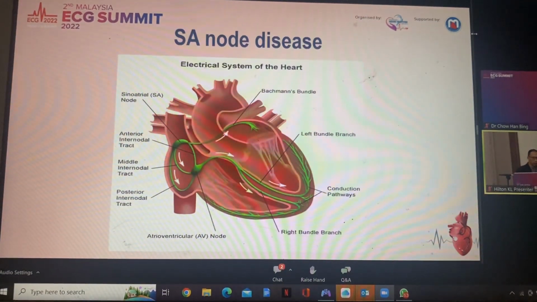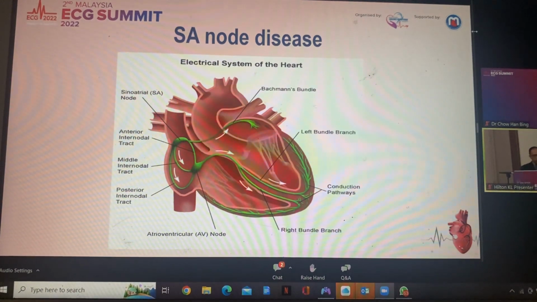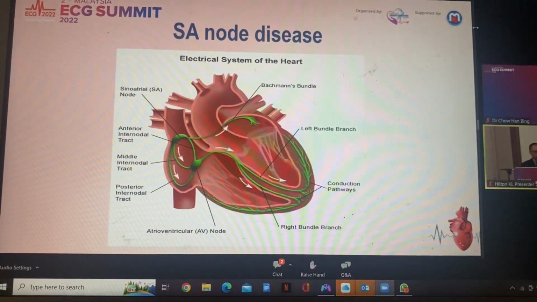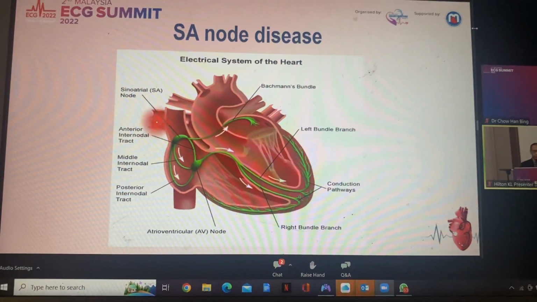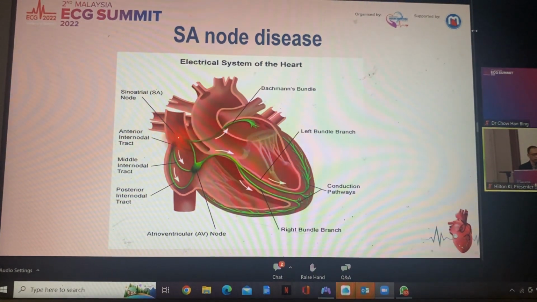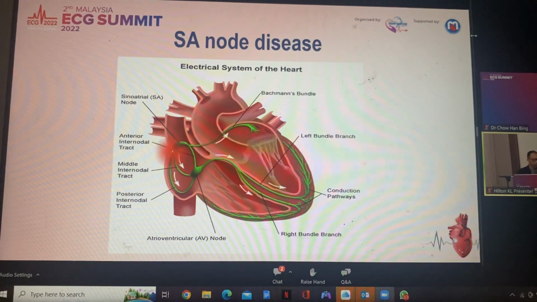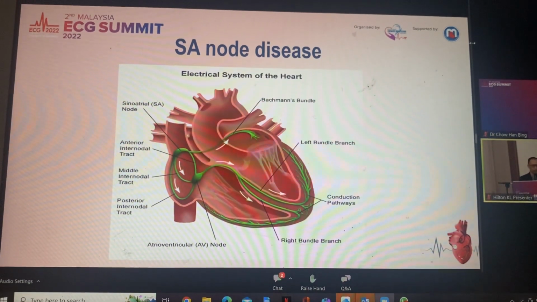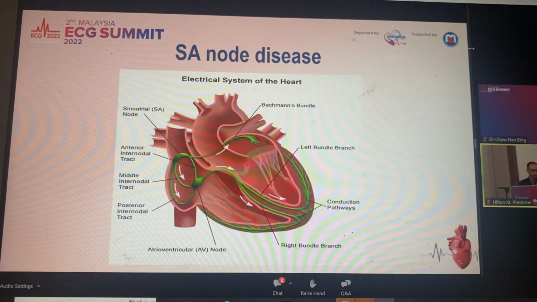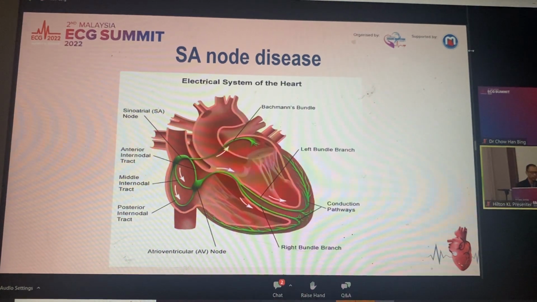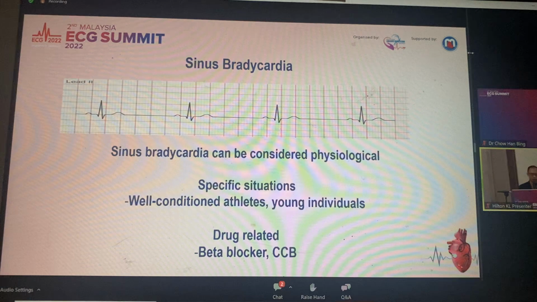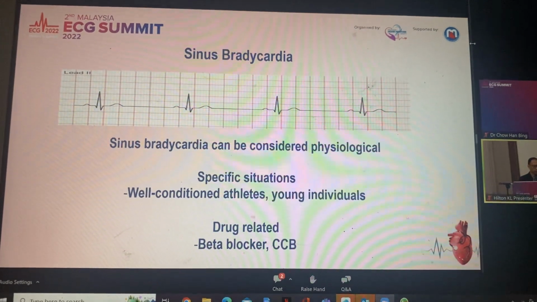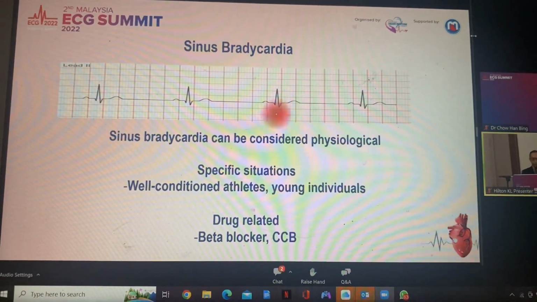Okay, I will start with the main switch of the heart, SA node disease. The SA node is located at the right atrium near the SVC. It can be presented in many ways, but there are four components of SA node disease. Number one, sinus bradycardia.